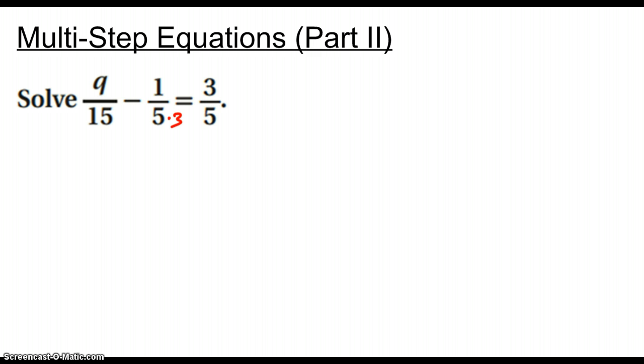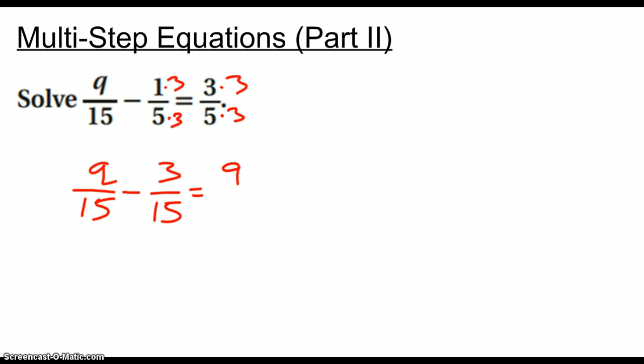We're going to use 15, so let's multiply everything by what we need to multiply by. So we've got q over 15 minus 3/15 equals, and then we're also going to multiply these by 3 over 3. So 9 over 15. And then we can go ahead and solve this.